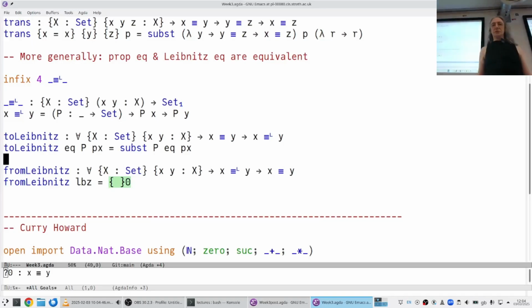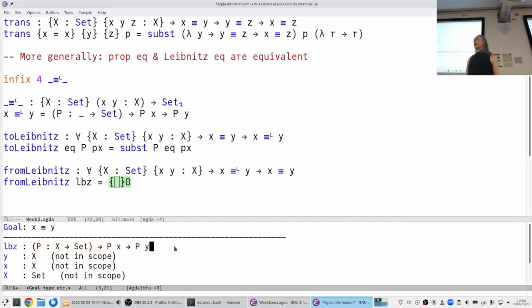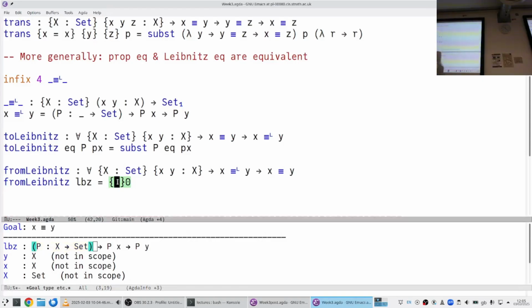And now what happens if I want to go the other direction? Let's have a look. I know that x is Leibniz equal to y. If I normalize everything in sight, I get a very handy fact. I see this universally quantified P that is used in the return type, and I think, fantastic. This is good for solving all sorts of problems.